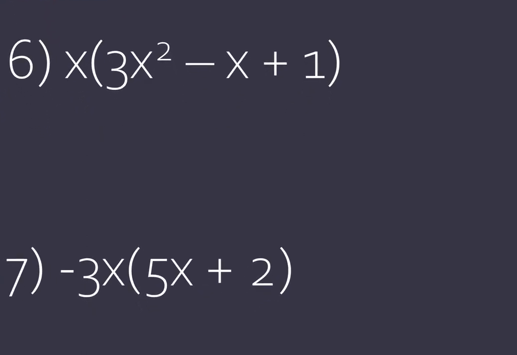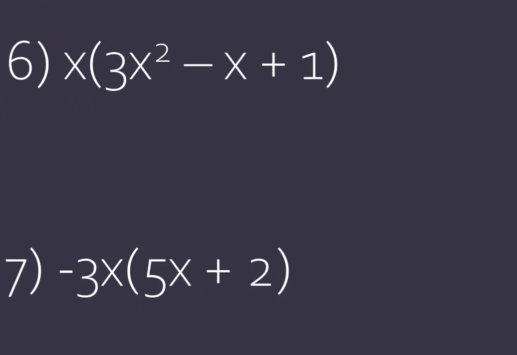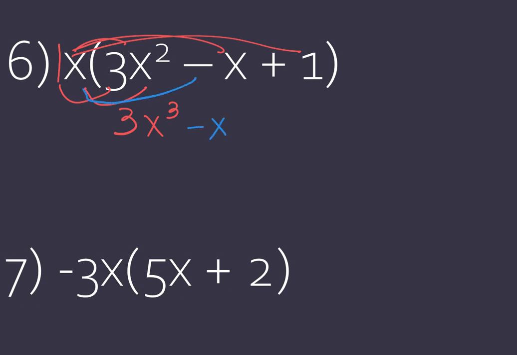On 6, I'm going to take that x and distribute it to all the terms inside the parentheses. So what is x times 3x to the second? There would be a 1 here, right? So 1 times 3 would be 3. And then what's x times x squared? X to the third. Good. X times negative x is what? Negative x squared. And x times positive 1? Positive x.